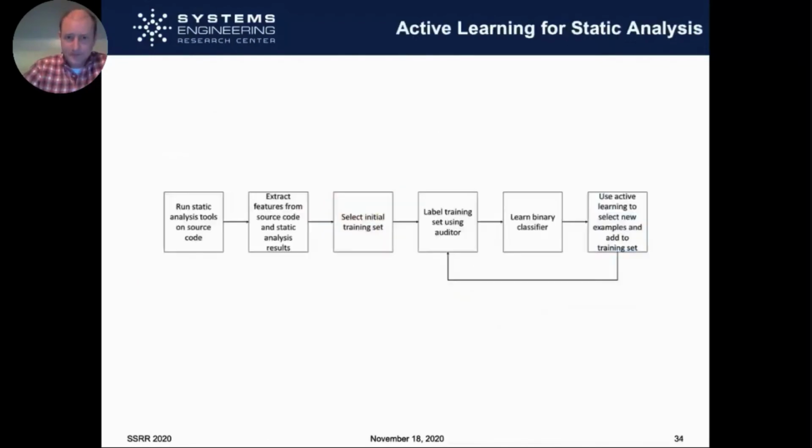Next slide. So here we've developed this active learning for static analysis. This is how we envision the workflow going, where we would run the static analysis tools on the source code. We would extract features from the source code and from the static analysis results that can be used as data for a machine learning algorithm. We select an initial training set for labeling. We pass this to the auditor, who then labels it. We learn a binary classifier, and then we use active learning to select new alerts to pass to the auditor. Next slide.